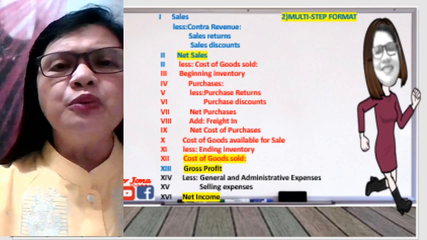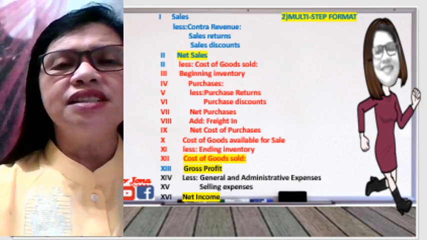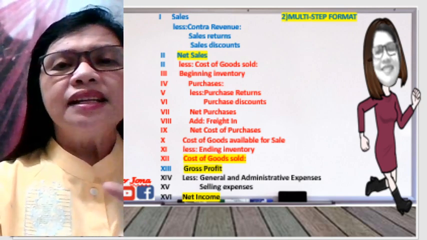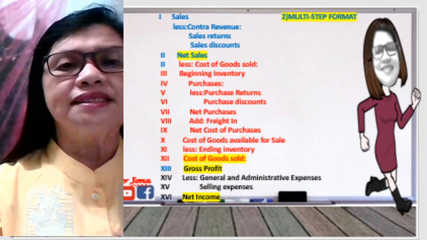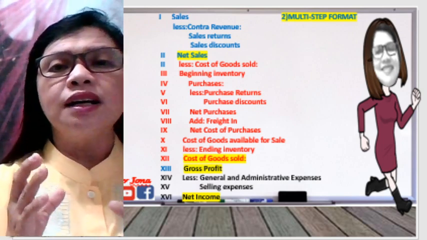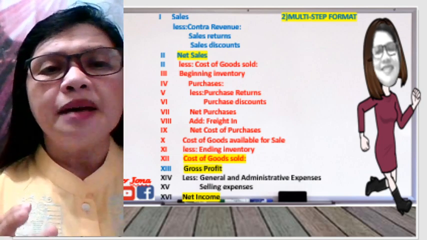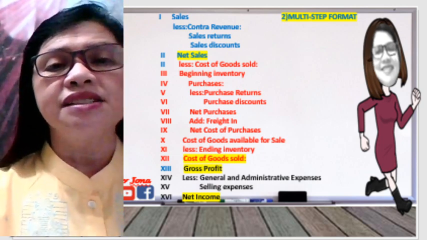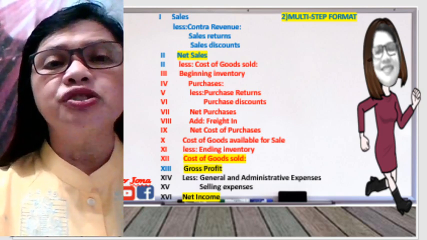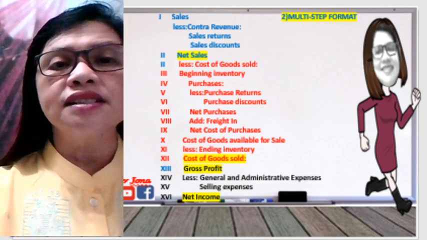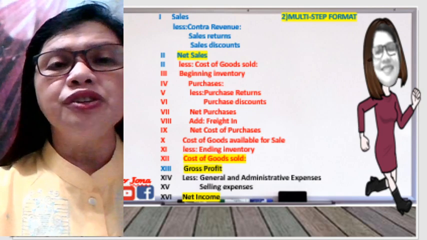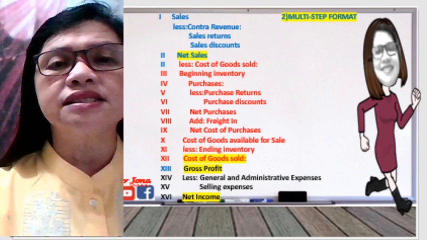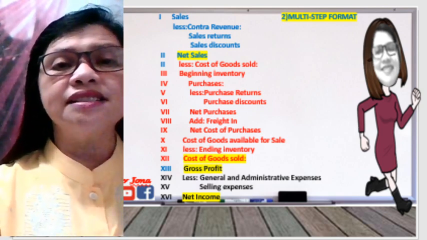I want you to copy this because this is the complete format, or complete listing of the contents, of a multi-step approach in making a comprehensive income statement. It starts with sales less the contra sales or contra revenue, which are the sales returns and sales discount. Then you arrive at the net sales.